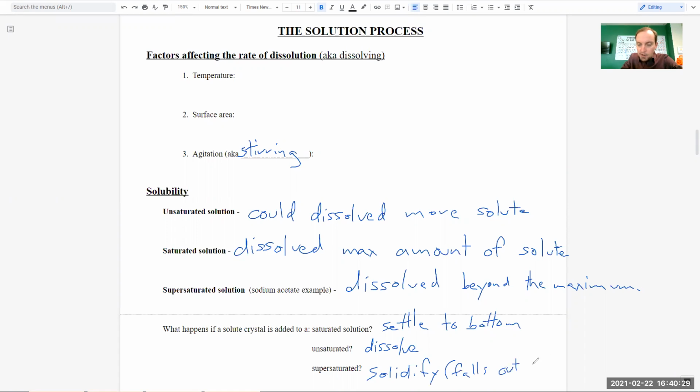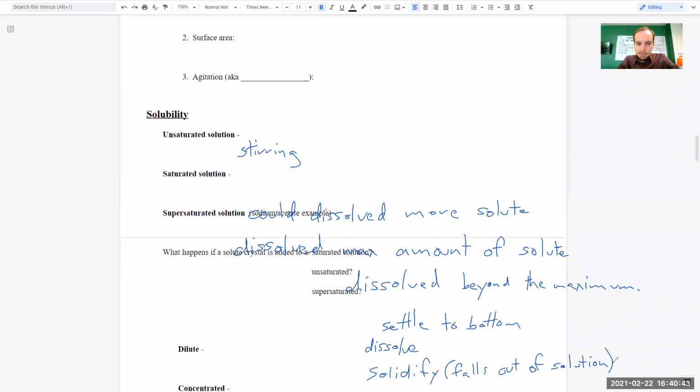Again, we are unstable. We are way beyond what we should be able to dissolve. And we just add a little bit more and the whole thing just falls out of solution. It's pretty cool looking.